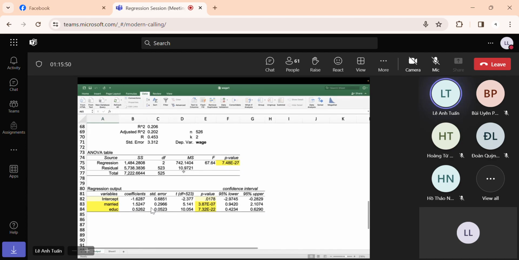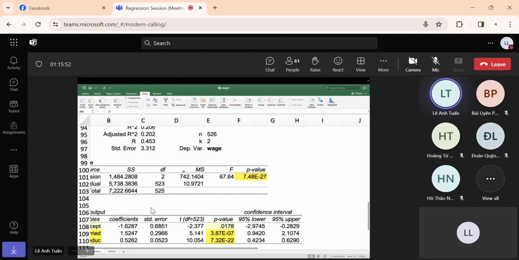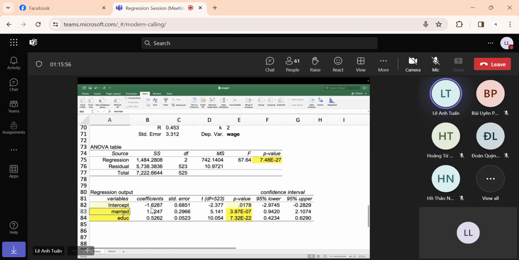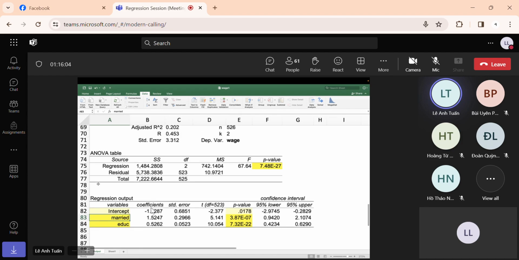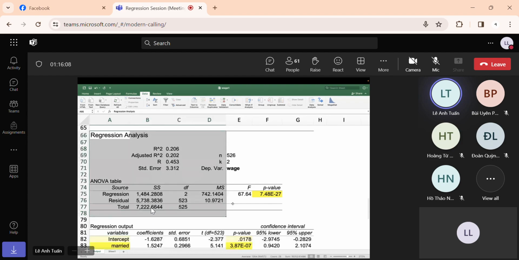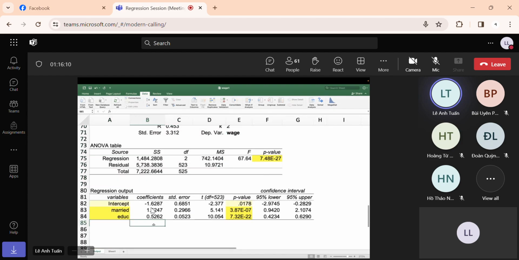Okay, this is the result I have, right? So now I have two independent variables, marriage and education. And now how to explain the coefficient here? Okay, I will copy the result to Word, here, right?